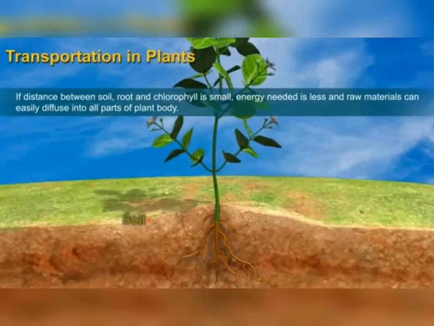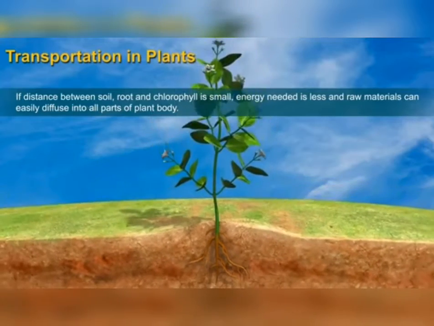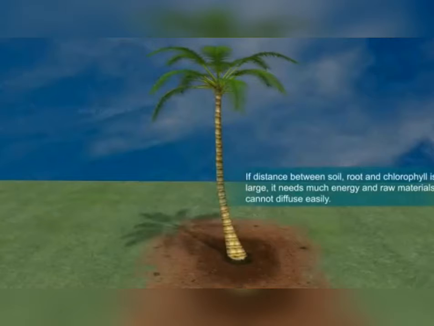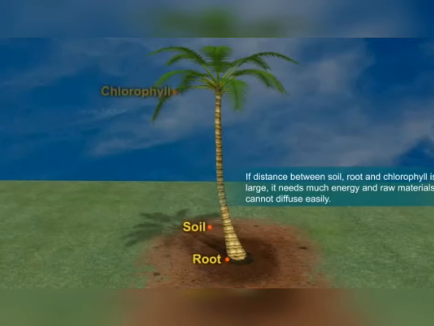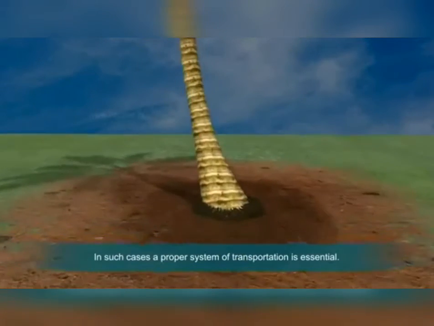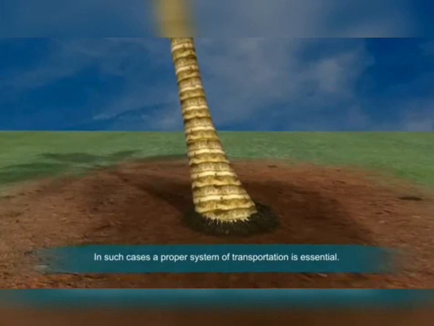If the distance between soil, root, and chlorophyll is small, the energy needed is less, and raw materials can easily diffuse into all parts of the plant body. If the distance between soil, root, and chlorophyll is large, it needs much energy and raw materials cannot diffuse easily. In such cases, a proper system of transportation is essential.